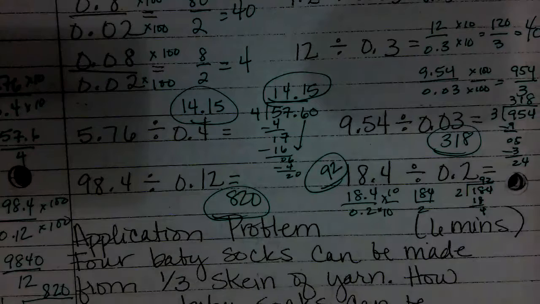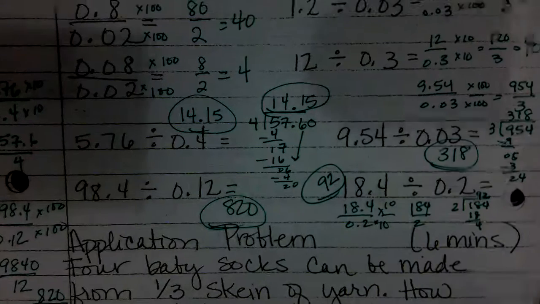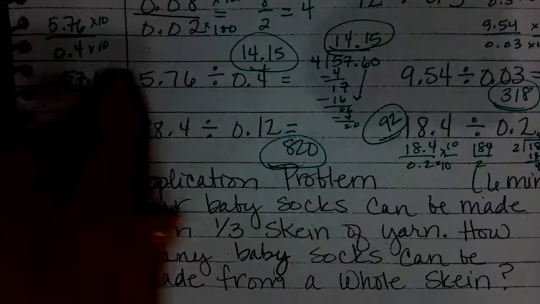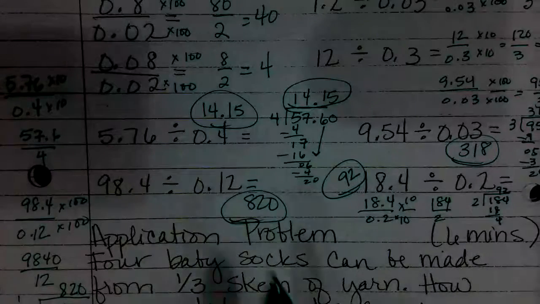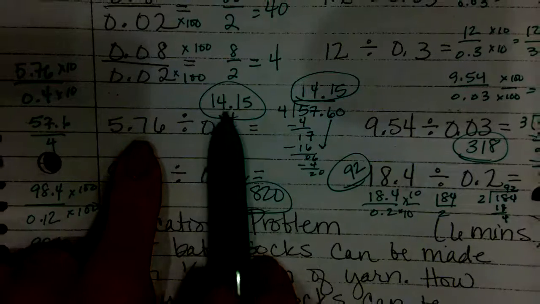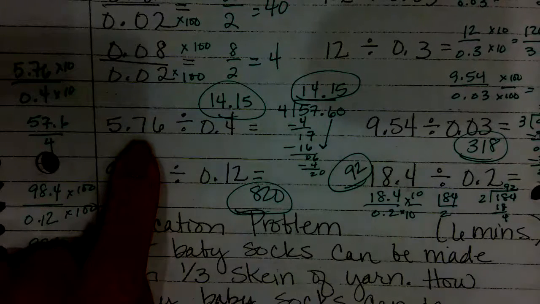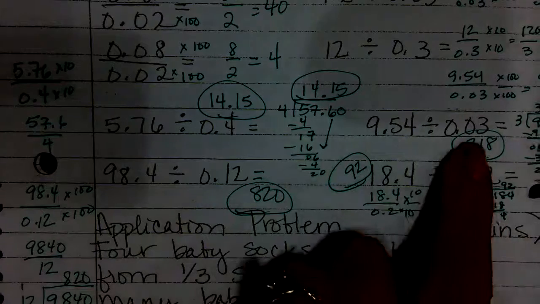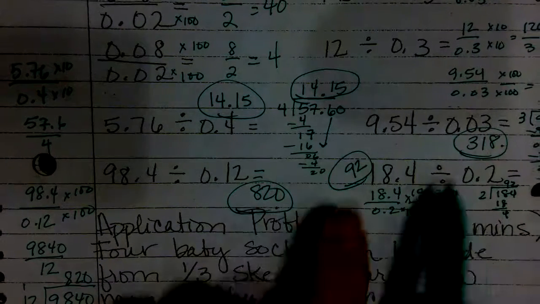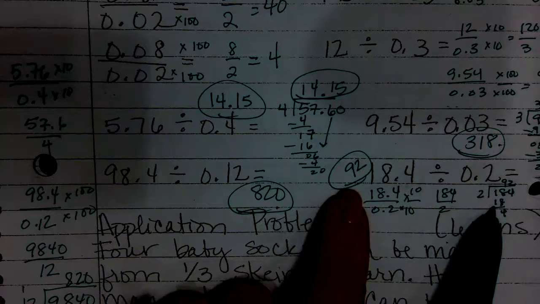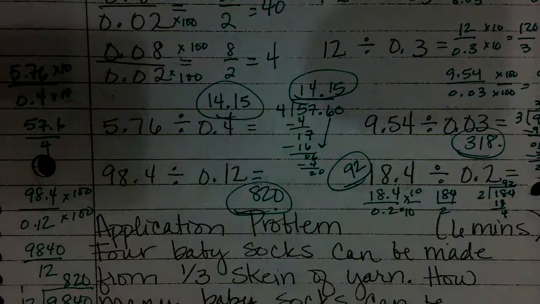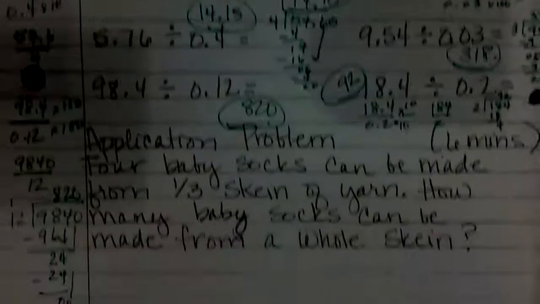Okay, yes, my paper is a hot mess. All right, but just to show you that yes, I am doing the work. So your answer for this problem here is 14.15 or 14 and 15 hundredths. Over here you get 318. Down here you get 820. And here you get 92. So yes, I did do all the work just to show you, yes, it pays off to do the work because you end up with the right answer.